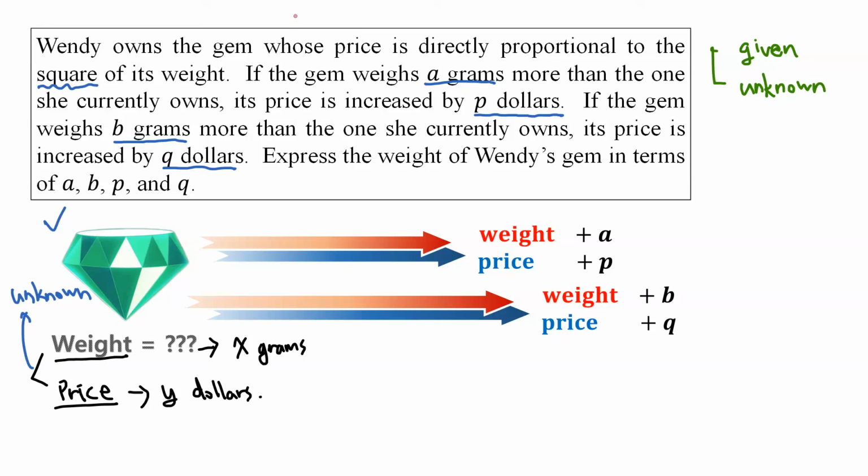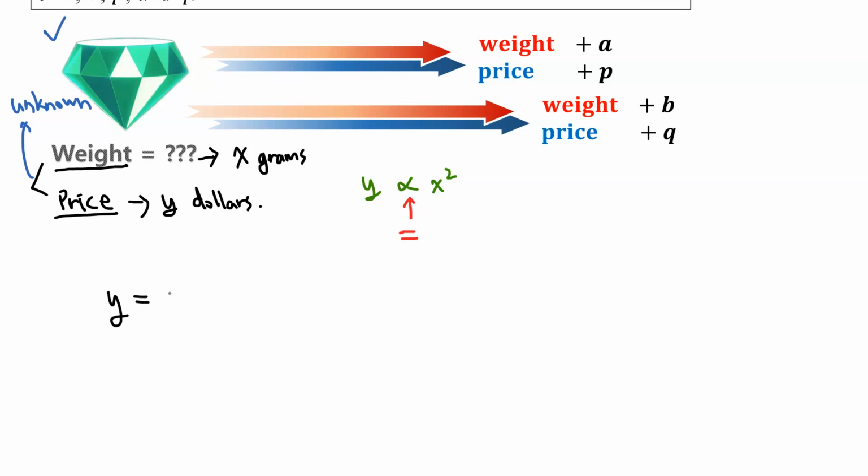Now let's set up some equations. Let's take a look at the very first sentence. Wendy owns the gem whose price is directly proportional to the square of its weight. How can we express this sentence mathematically? It says that the price Y is directly proportional to the square of its weight, so Y is proportional to X squared. And if we want to use the equality sign right here, we have to introduce the proportionality constant and write Y equals KX squared.